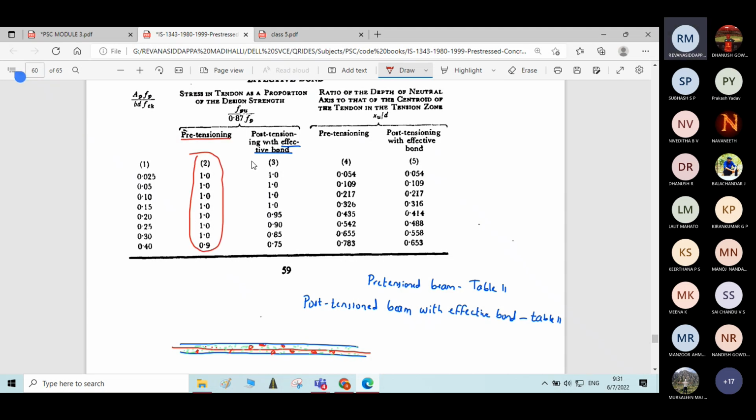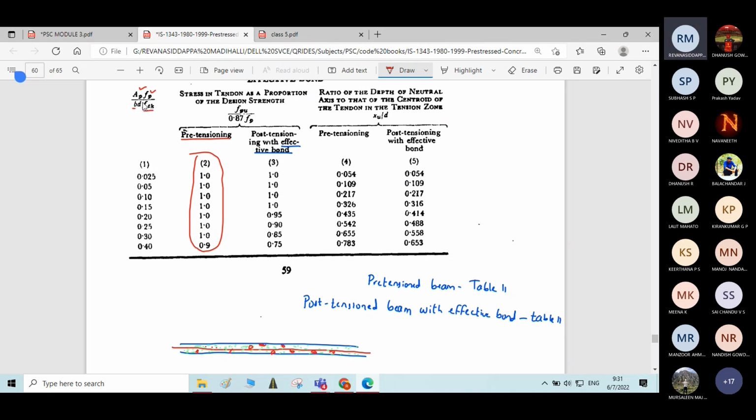For finding, initially we have to use the area of pre-stressing steel, which will be given as I said in the problem. FP is the characteristic strength of the pre-stressing steel, which will be given. Width and depth of the beam will be given. Grade of concrete used will be given. So using all these data, you will find this ratio AP divided by BD.